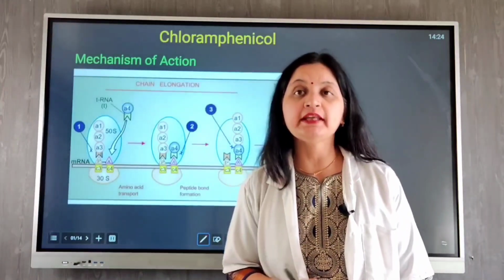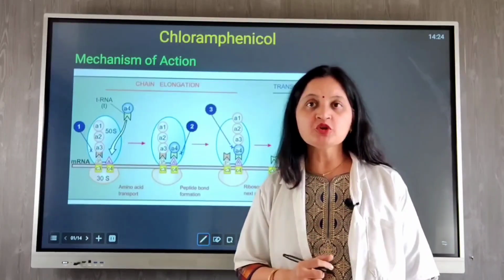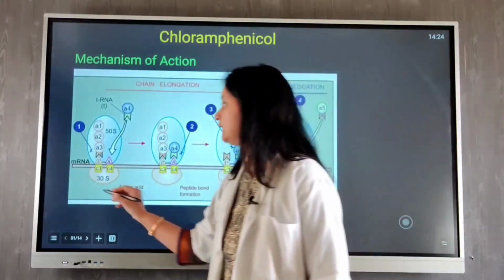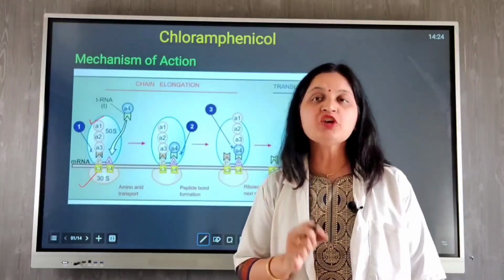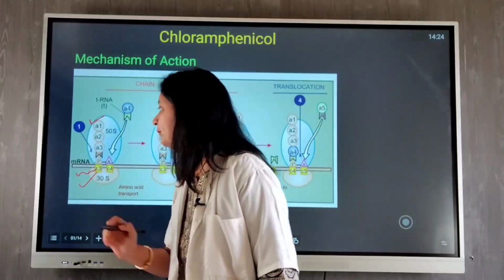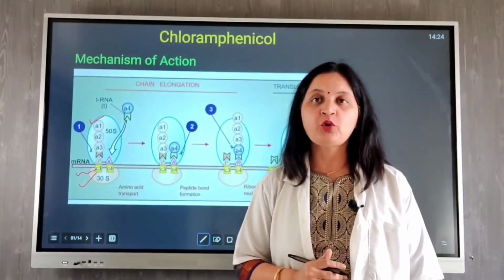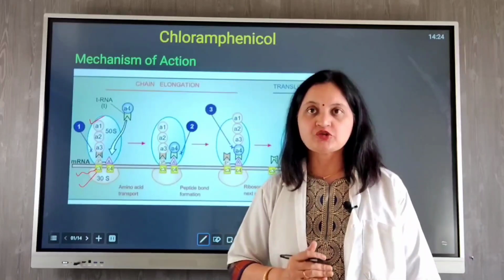Chloramphenicol acts by inhibiting bacterial protein synthesis in the ribosome. Now the ribosome consists of two subunits, the 30S subunit and the 50S subunit. The messenger RNA complex gets attached to the 30S ribosomal complex and initiates the protein synthesis and exposes the codon for amino acid attachment.